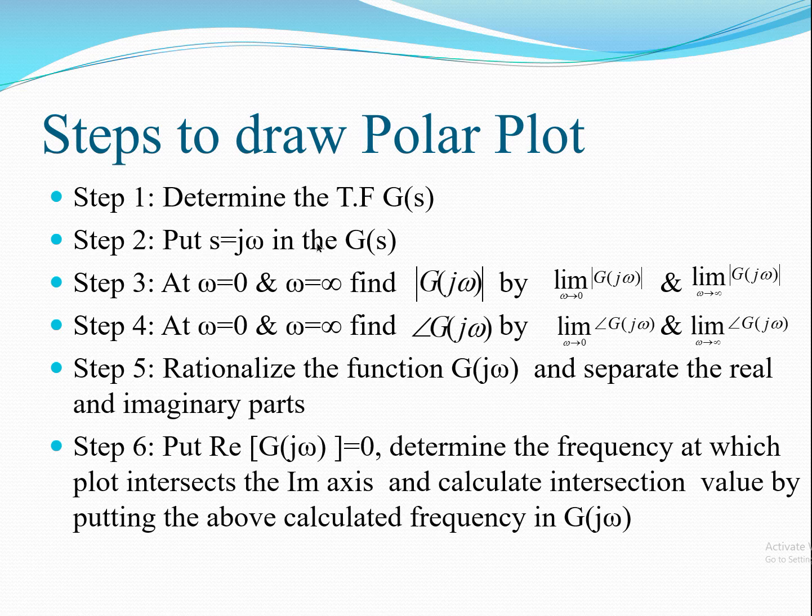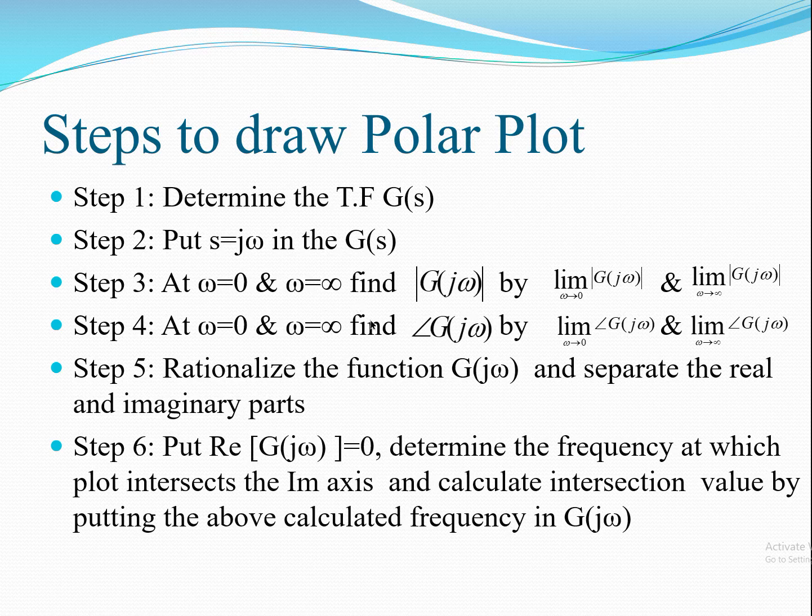Then I will find the value of the magnitude of G(j omega) from 0 to infinity by putting limits. First I find the magnitude with the limit omega tends to 0, and another one is the limit omega tends to infinity of the magnitude of G(j omega). This will be step number 3. We are finding the magnitude from 0 to infinity by putting limits.